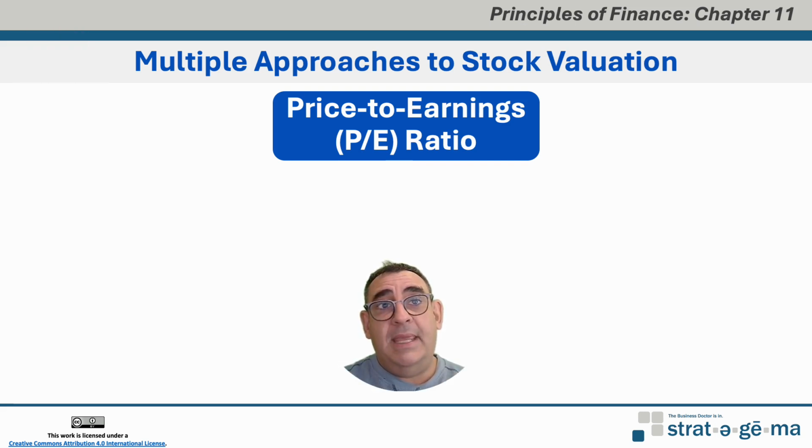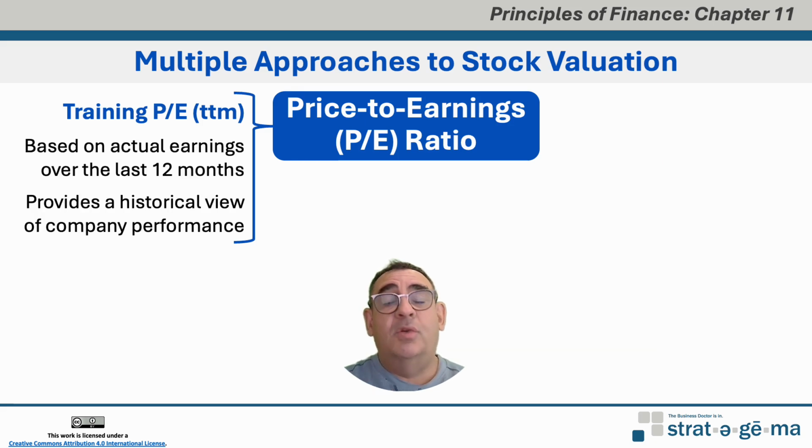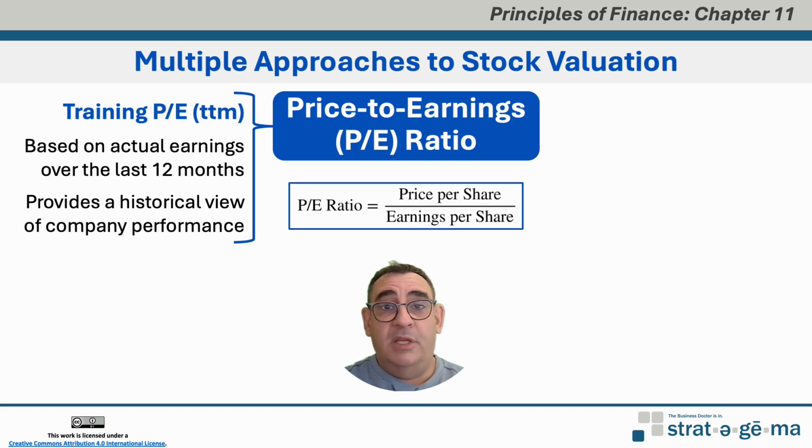There are sort of 2 variations. There's the trailing PE, also known as TTM, or has TTM attached to it. The trailing price earnings ratio is based on the last 12 months of earnings performance and provides a historical view of the company. The formula is very simple: price per share divided by earnings per share, P/E, P over E.